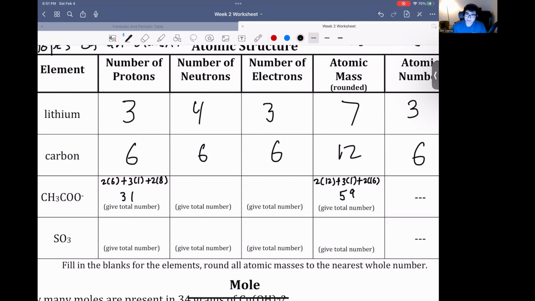Now, for the neutrons, it's the same thing as before. So 59 minus 31, and you should get 28.